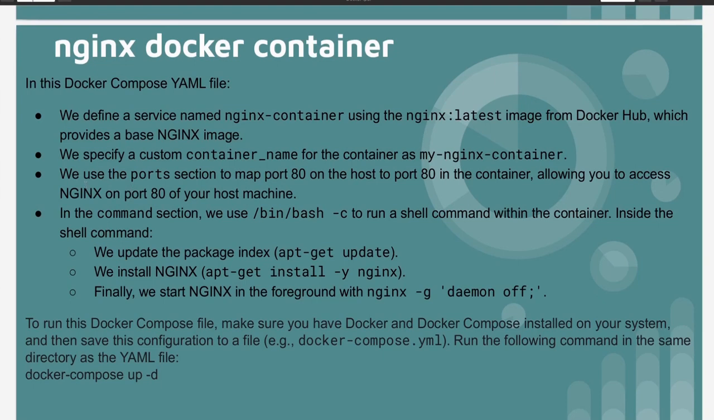Okay, and we use the port mapping of port 80 on the host to port 80 in the container, allowing you to access Nginx on port 80 of your host machine. Okay, and then after that we are running a command to install Nginx. So we are first updating the package, then we are installing Nginx, then we are starting it in the foreground with nginx -g daemon off.